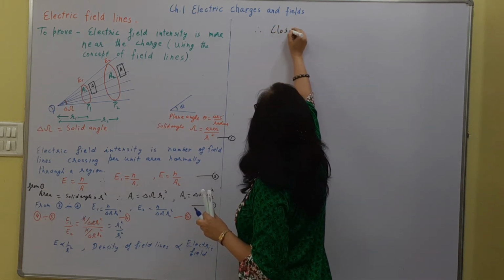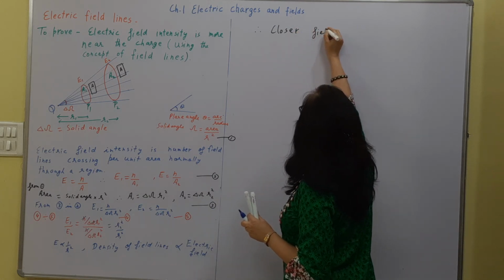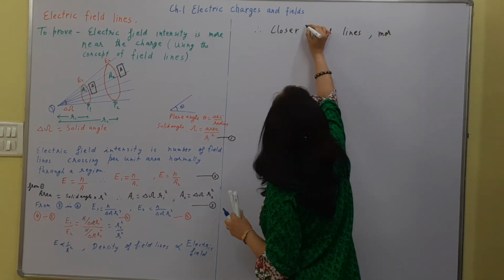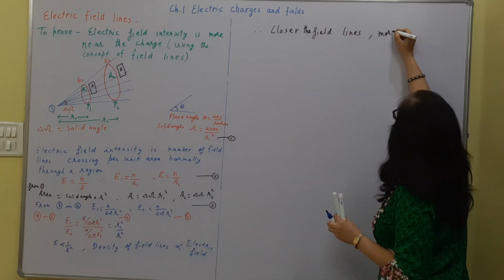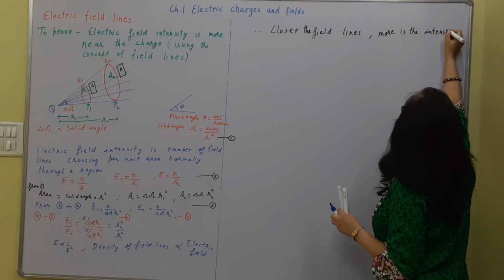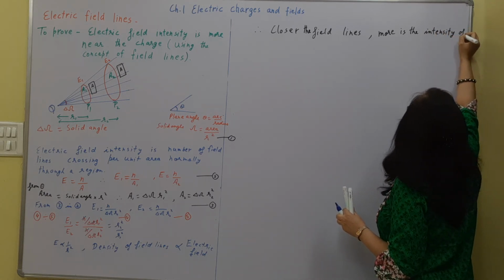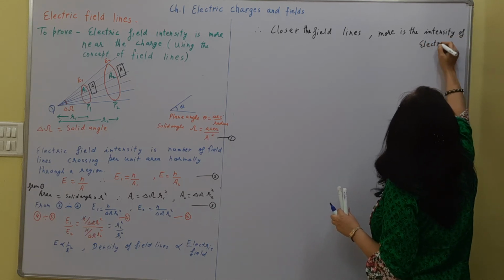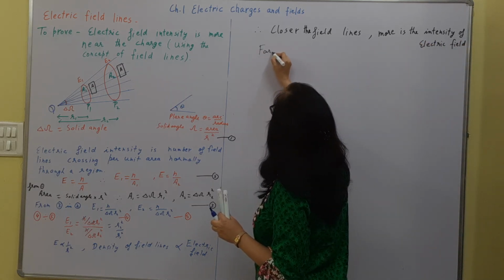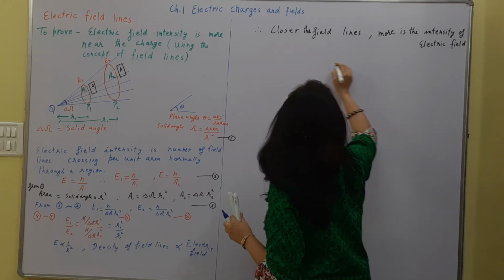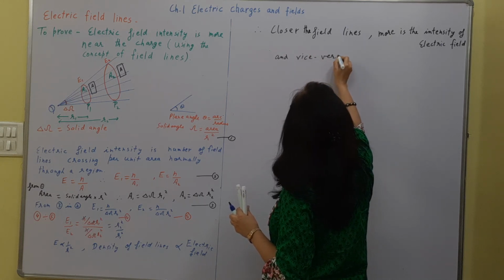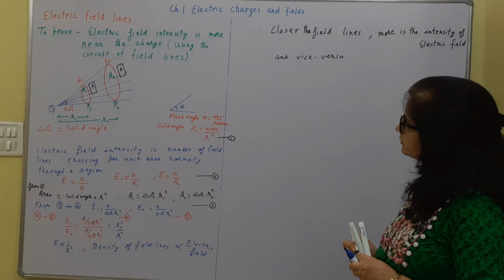Therefore, closer the field lines, more is the intensity of electric field, and vice versa. Right? So I hope this is clear.